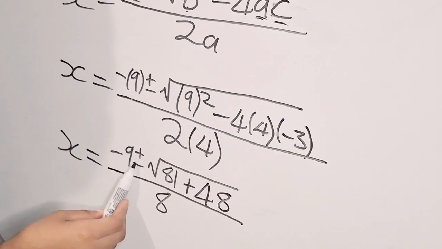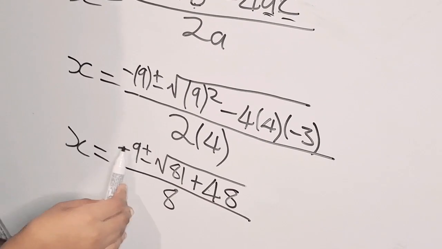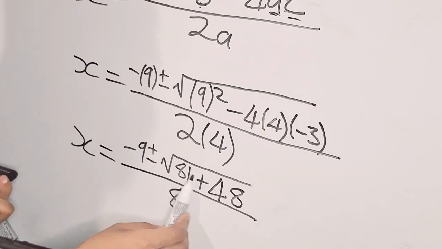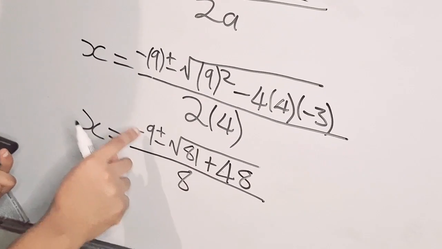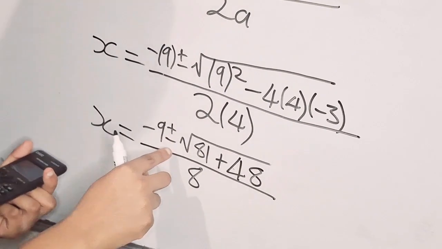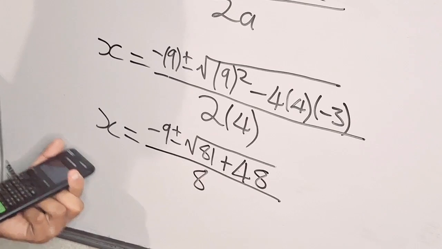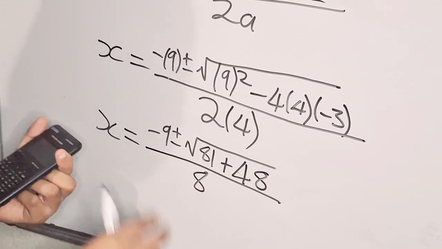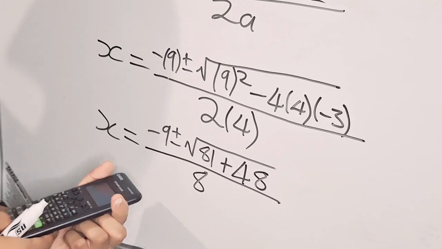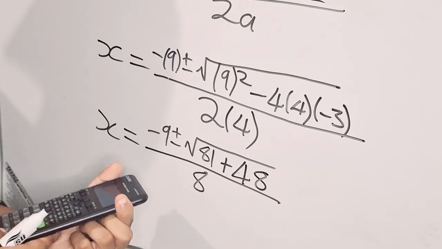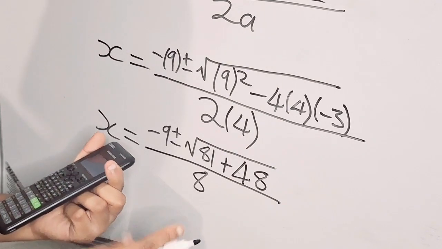Then plus or minus: negative 9 plus the square root of 81 plus 48 over 8. Negative 9 minus, so it will be a plus here. Oh, we did it on the calculator. Then afterwards minus. Okay, let's simplify this one. 81 plus 48, let's see what it's going to give us. It's going to be 129.